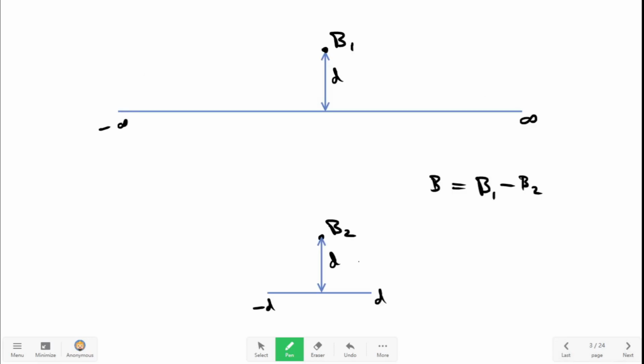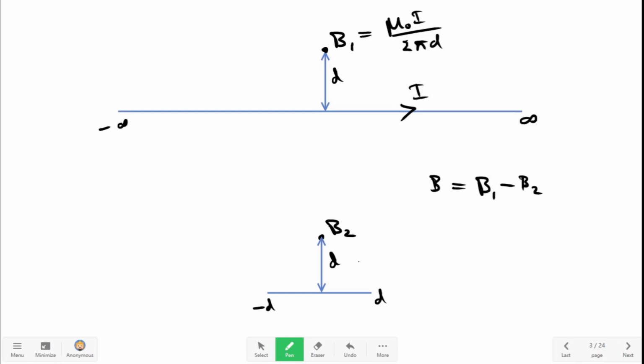We know that the magnetic field due to an infinitely long wire at a distance d, the wire carrying a steady current I, is equal to mu naught I upon 2 pi d. This is the magnetic field at a perpendicular distance d from an infinitely long wire carrying a current I. So B1 is equal to mu naught I divided by 2 pi d.